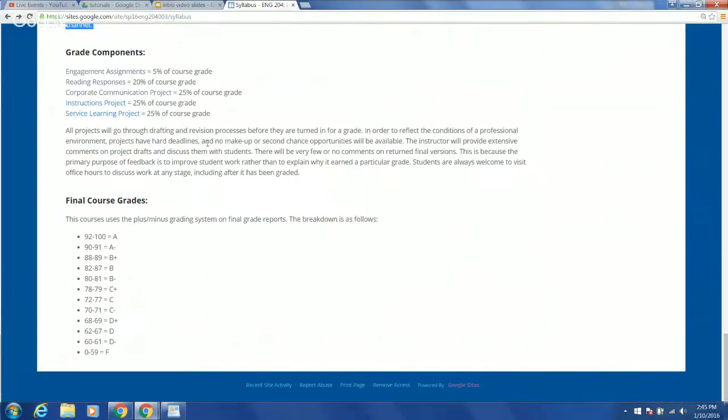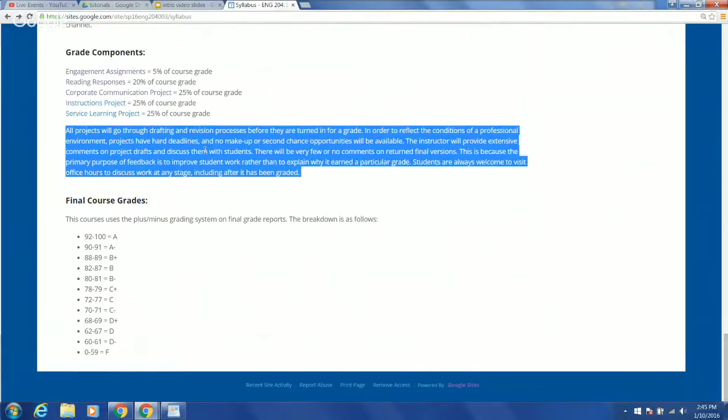That's everything. As I said, we enforce professional guidelines, so there's no late work. I provide comments on drafts. We do have drafting and revision cycles. We have peer review cycles.